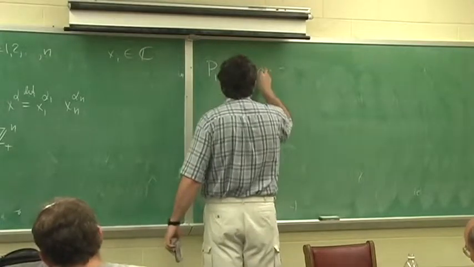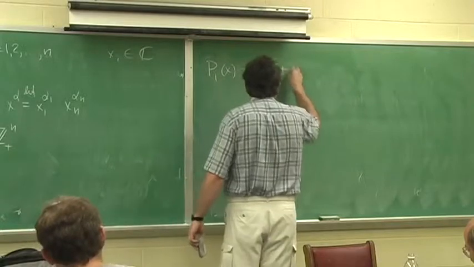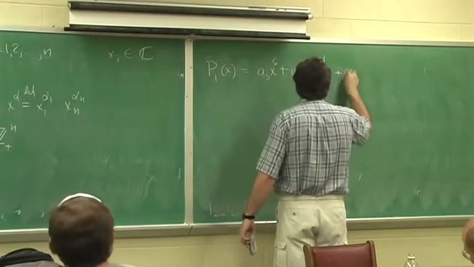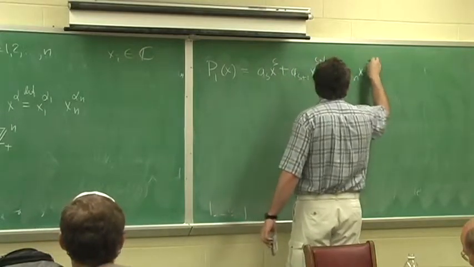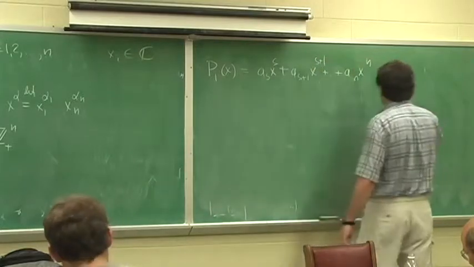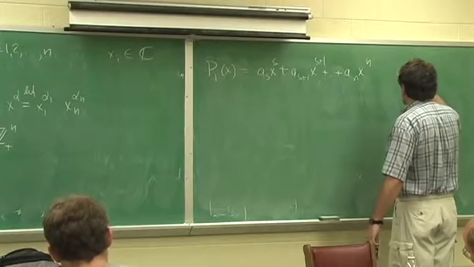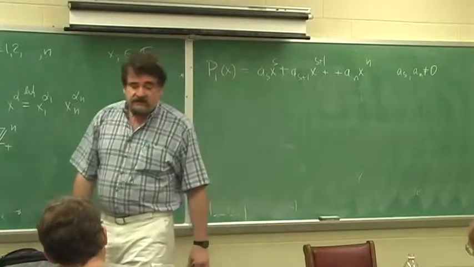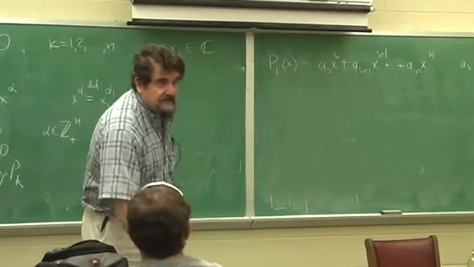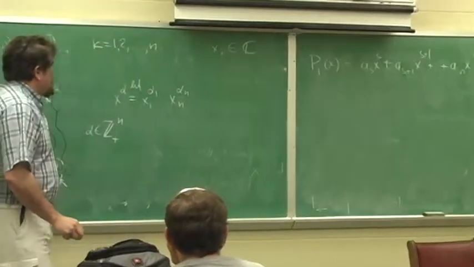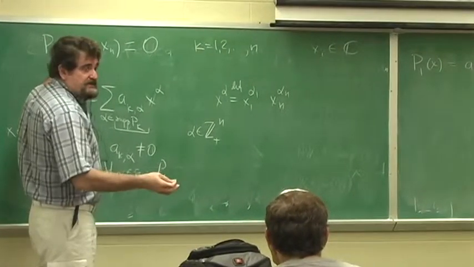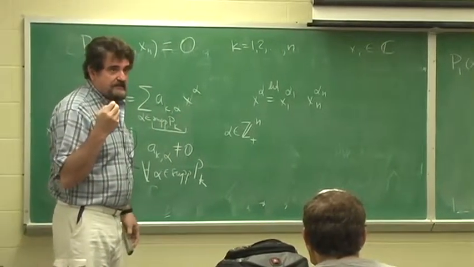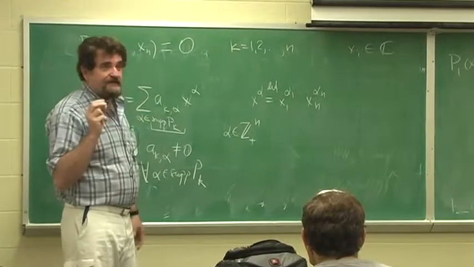Let me write it this way: a_s x^s plus a_{s+1} x^{s+1} plus ... plus a_n x^n. In order to be non-trivial, I assume that a_s and a_n are not zeros. I start with the smallest power which is really present. It is a particular case when n is 1. We have one polynomial of one variable.